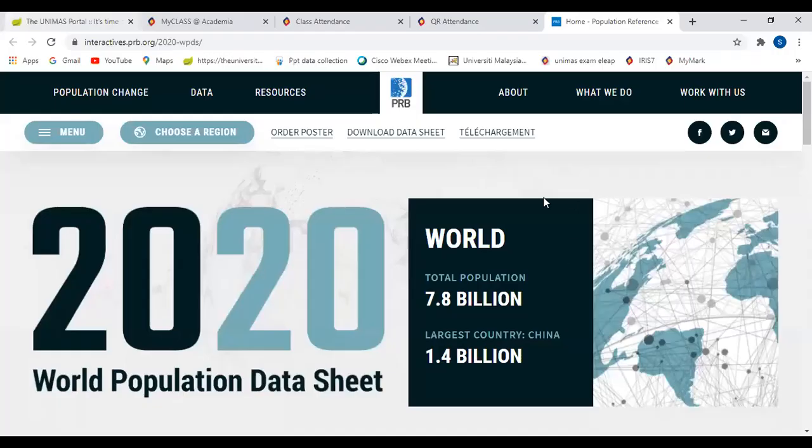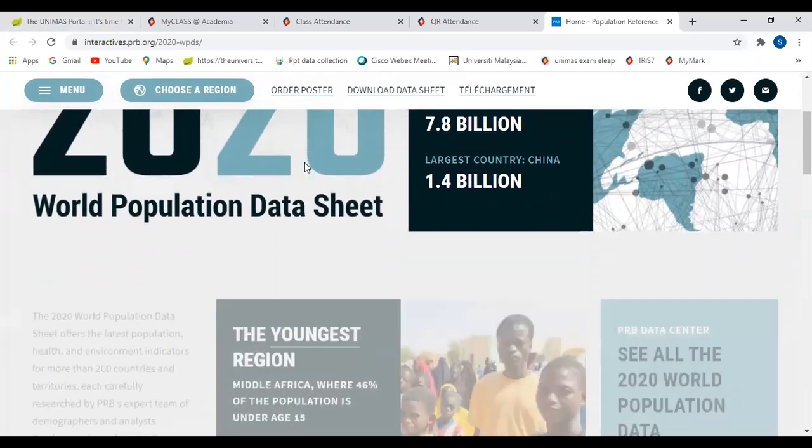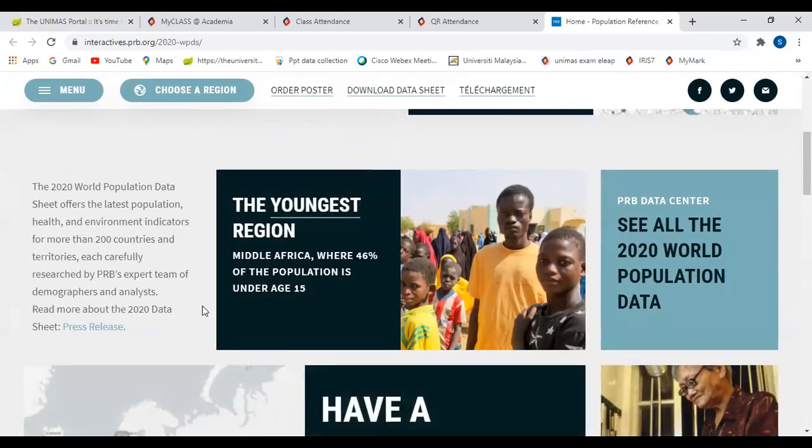Okay, this is the one, yeah. The website tadi, and this is an interactive one, yeah. Interactive website, the population data sheet, yeah. So the population right now is about 7.8 billion, with China still the number one, contributing 1.4 billion to the world population, right?